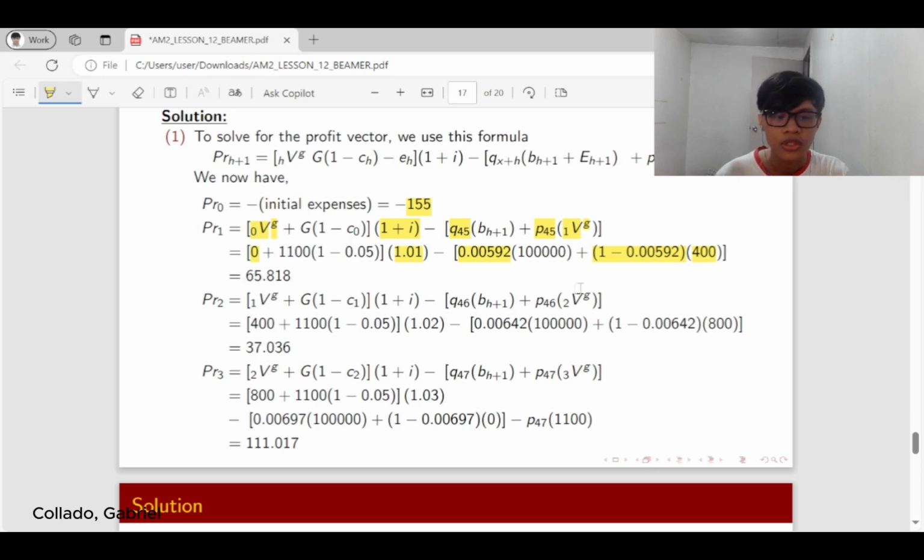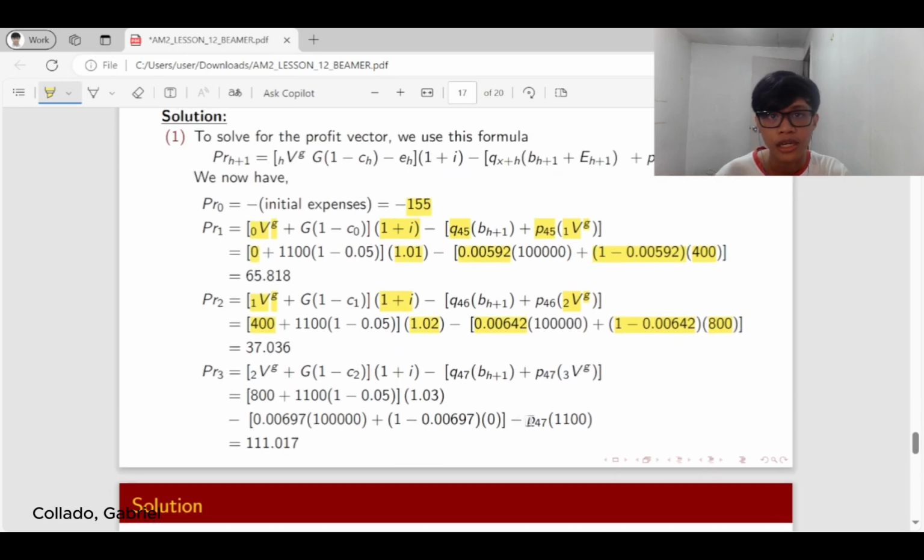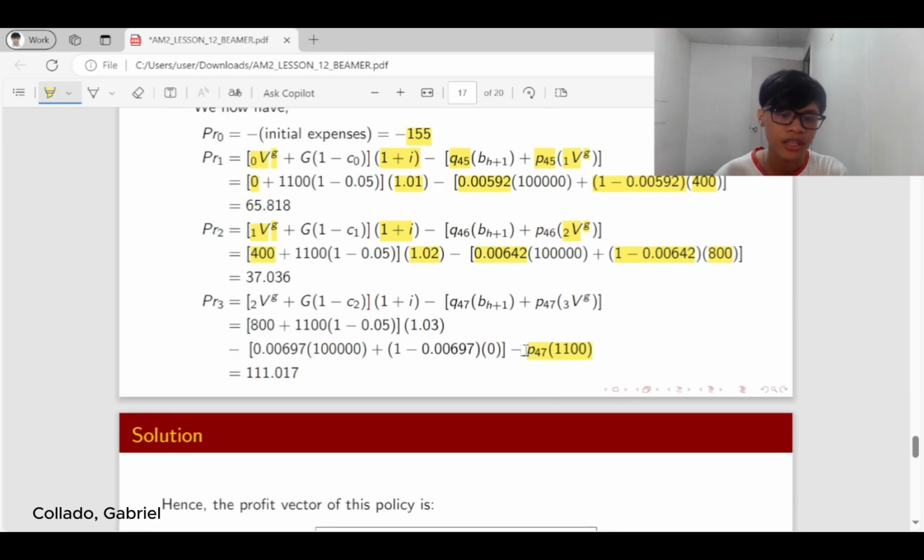Then for time 2, we will just use the same formula. But notice we have 0.02 for interest here, and we have a different value as well here, as well as this one, Q sub 46 and P sub 46, as well as the benefit reserve here. Then at time 3, in our problem, we have a premium refund, wherein if the policyholder survives, the insurer will refund the premium with no interest. So we will multiply that with the probability of survival at age 47. So we have the values here.